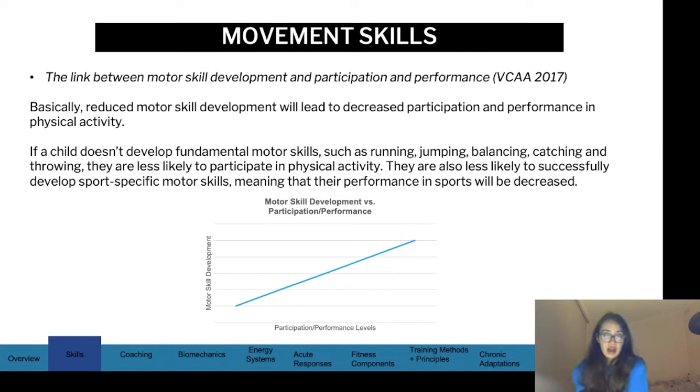So you can see here on this graph, we've got motor skill development and participation / performance levels. And so if their motor skills are quite low, their performance and participation will be quite low as well. Whereas if it's a lot higher, it might be a bit higher here.